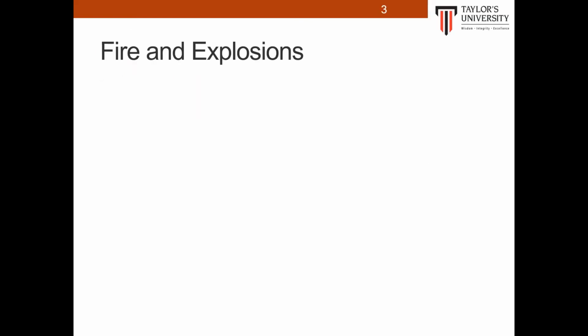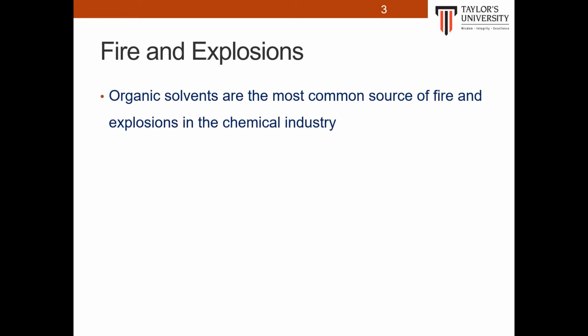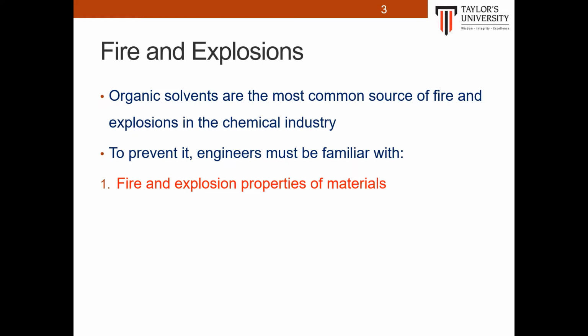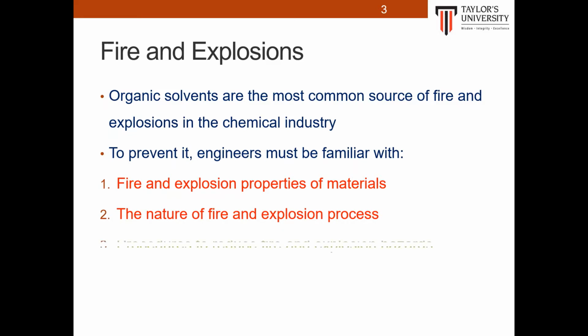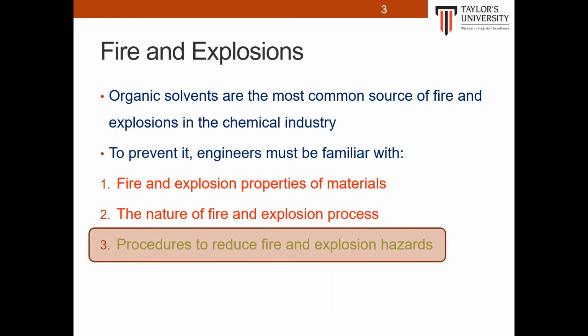As we mentioned before, organic solvents are the most common source of fires and explosions in the chemical industry. To prevent them, we must be familiar with the fire and explosion properties of materials, which we already covered in the last 2 weeks' chapters, and also the nature of fire and explosion processes. So this week's topic is mainly on the procedures to reduce fire and explosion hazards.